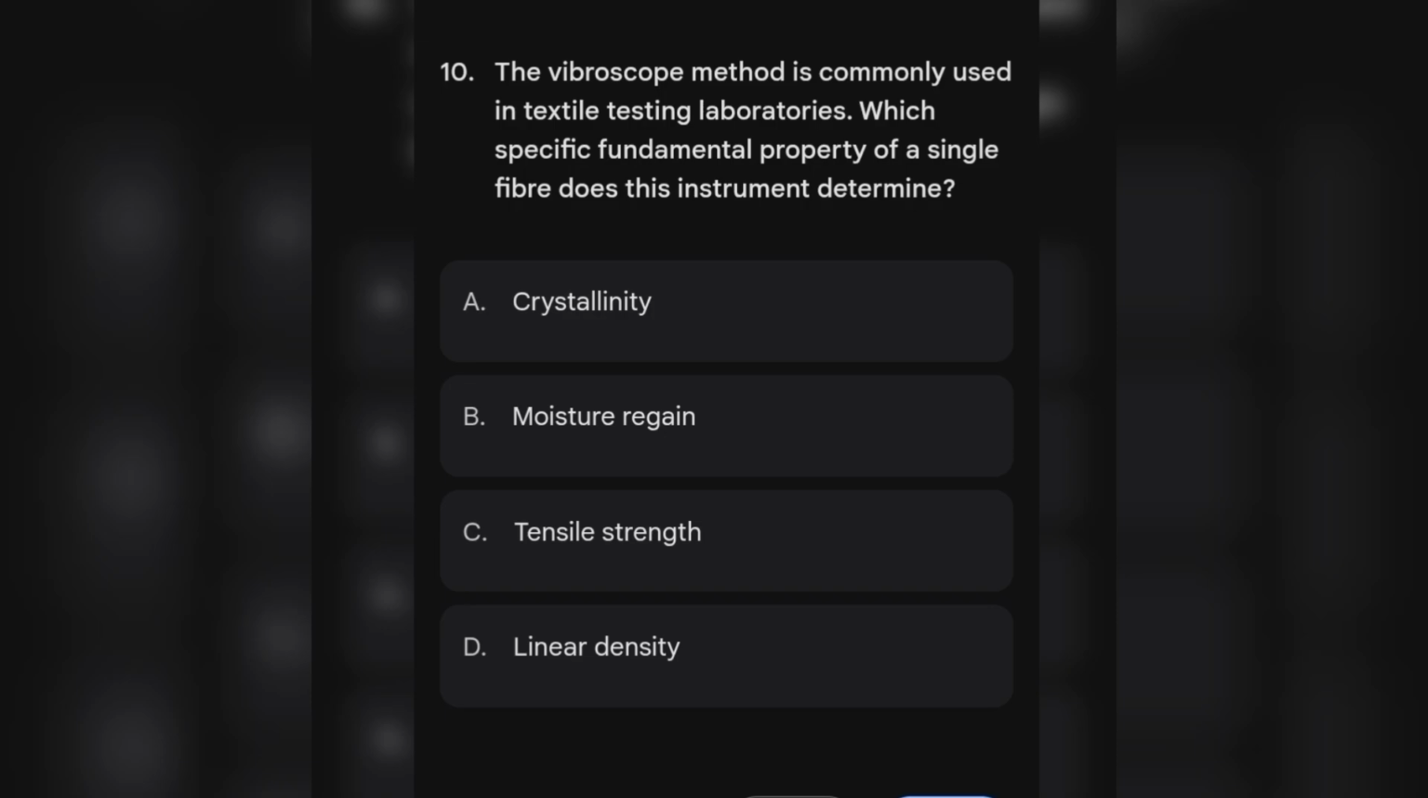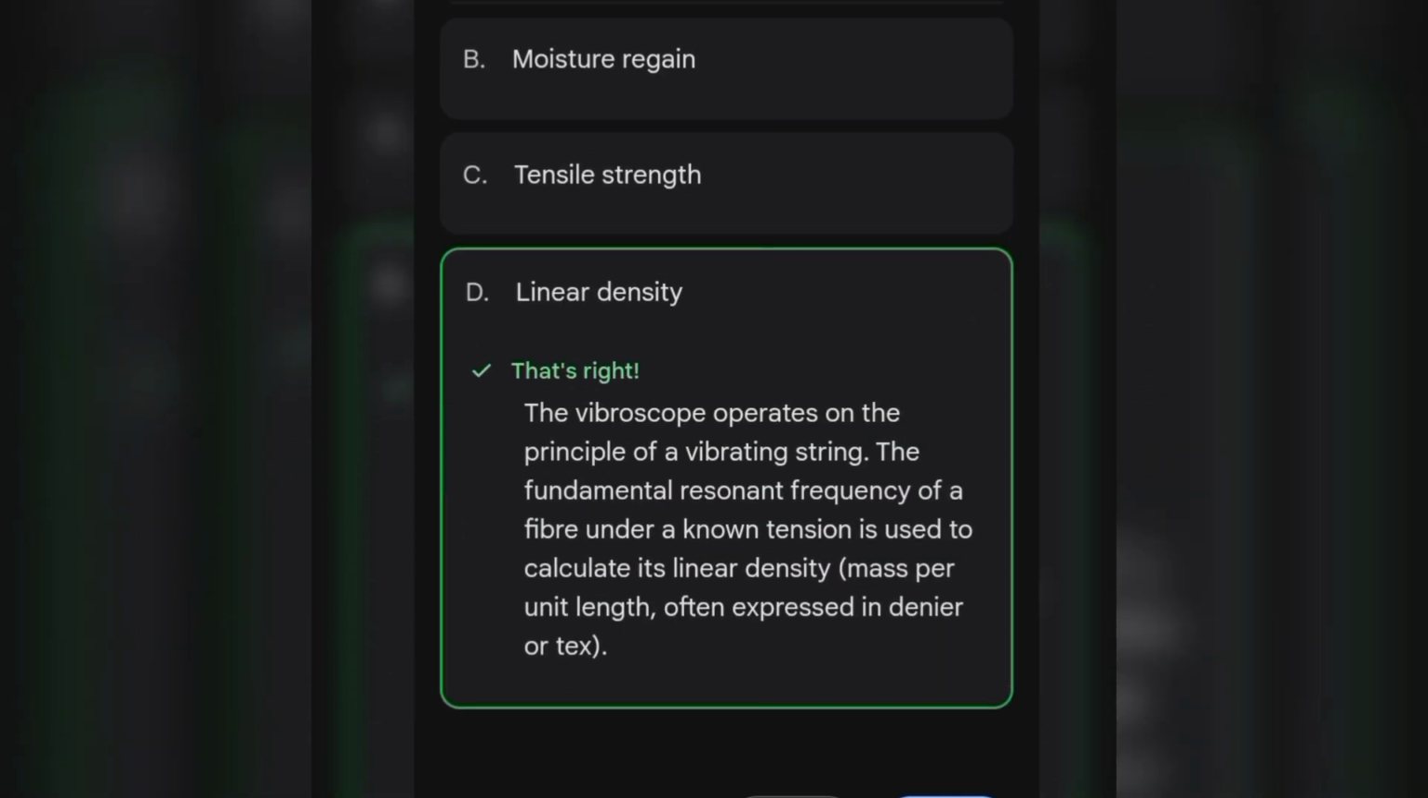The vibroscope method is commonly used in textile testing laboratories. Which specific fundamental property of single fiber does the instrument measure? It is a straightforward and easy question which has been asked, and the answer for the vibroscope is linear density.